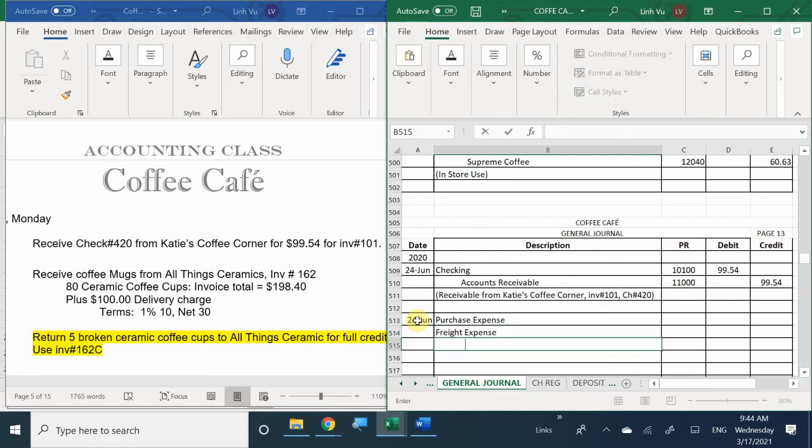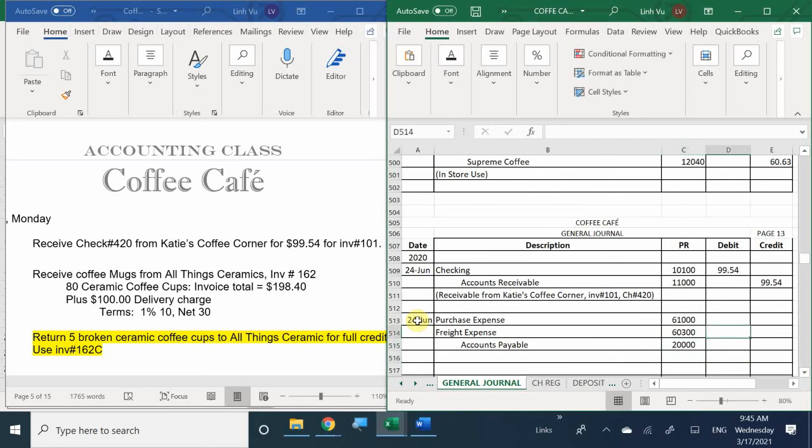And how did we pay them? Accounts payable. Yes, we owe them money, so accounts payable. So what was my purchase expense account number? 6,300, yes. And my accounts payable is 20,000.